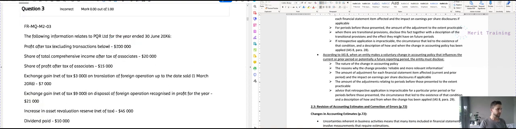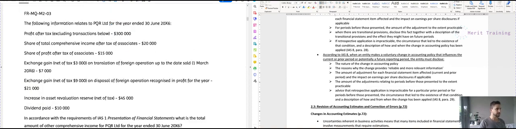Alright, so question 3. So we've got a company here with a profit of $300,000. They got share of total comprehensive income after tax of associates. Sorry, share of total comprehensive income after tax of associates, $20,000. Share of profit after tax of associates is $15,000.